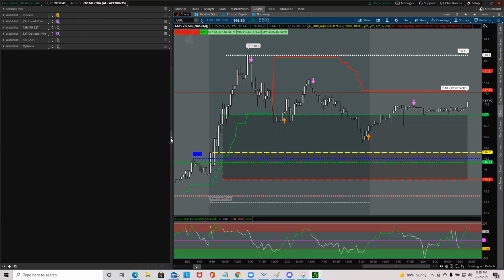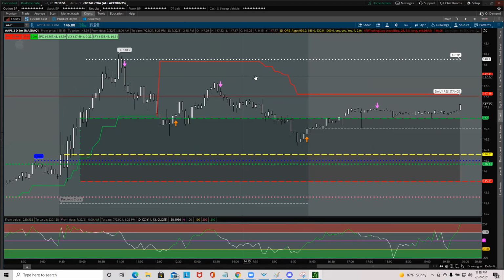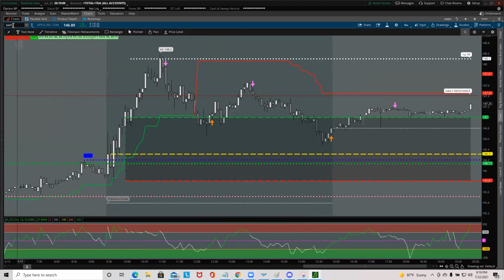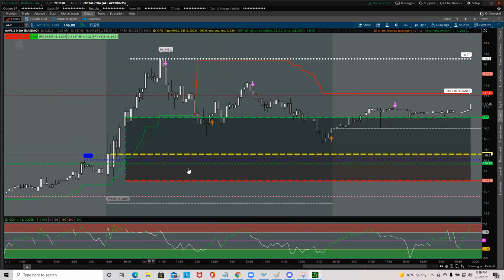Now, we're going to talk a little bit about the ORB, opening range breakout strategy. And I actually have one particular symbol here, which is pretty common. So I've got Apple right on my screen. But before we go into that, I want to talk very briefly about the components of the opening range breakout.